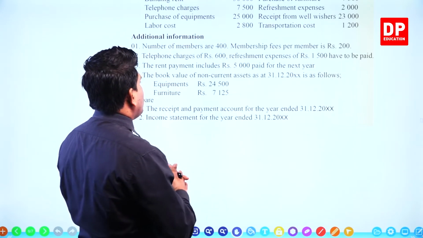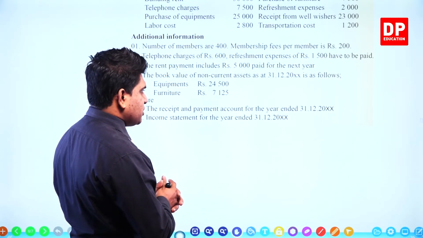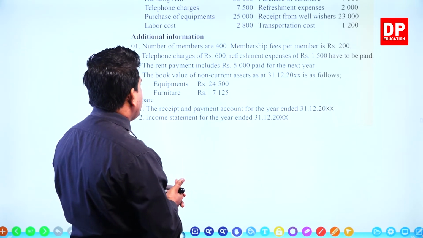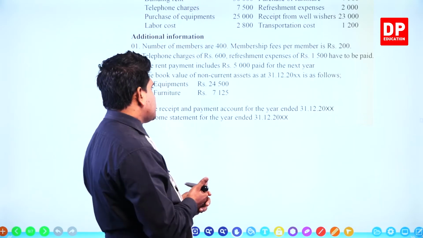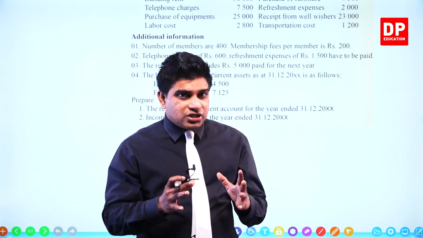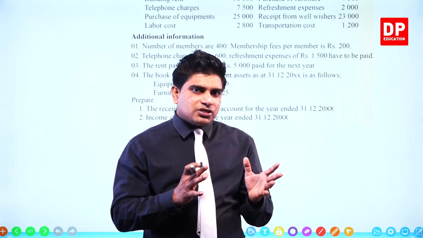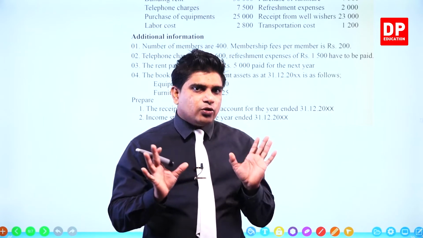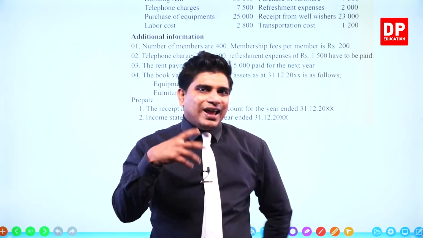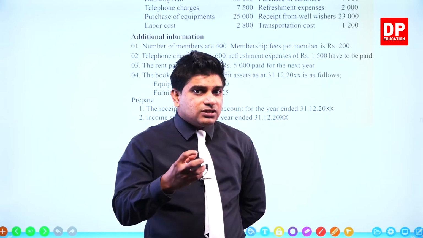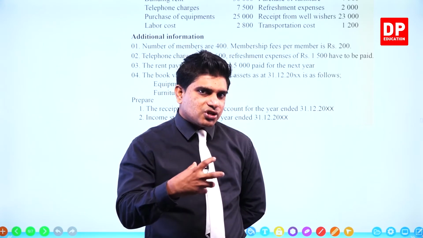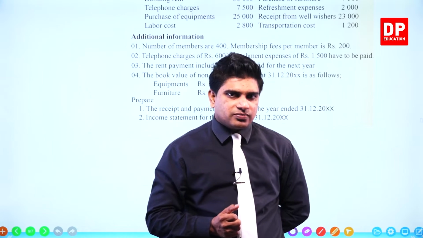The book value of non-current assets as at 31st December is as follows. Equipment 24,500, furniture 7,125. Remember this. Sometimes in some questions they will ask you to calculate depreciation on the relevant asset, 10% annually on cost. Then 10% or 5% or any other percentage, you calculate it and write it as depreciation under the relevant expense.